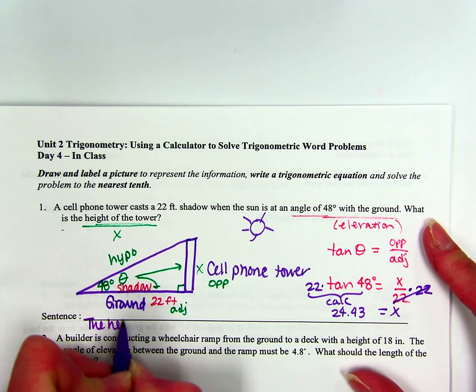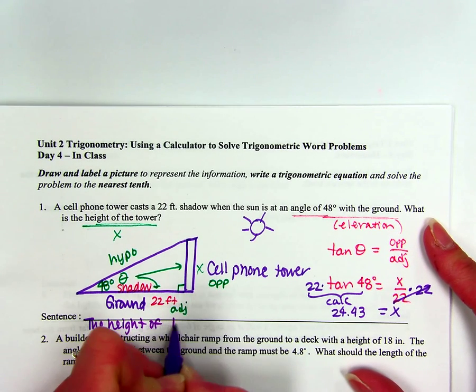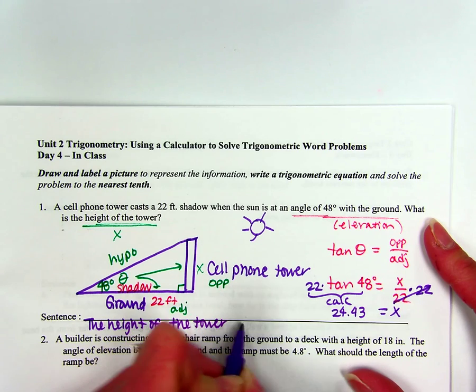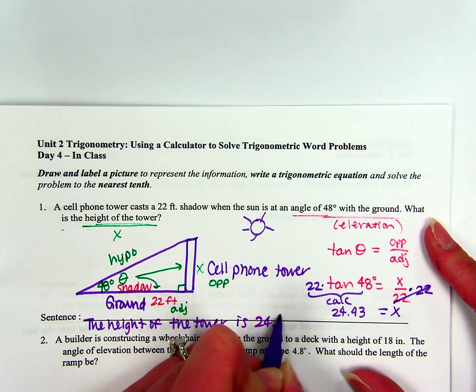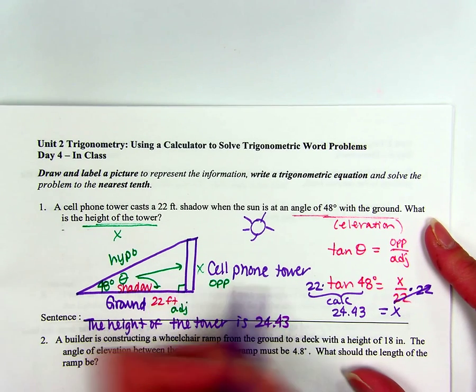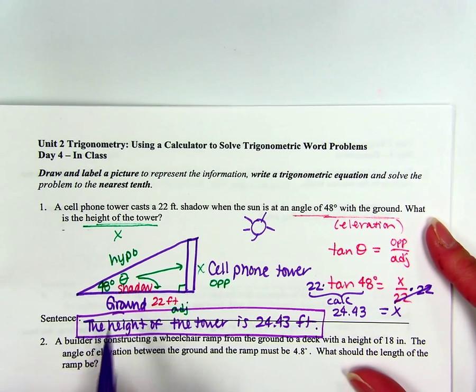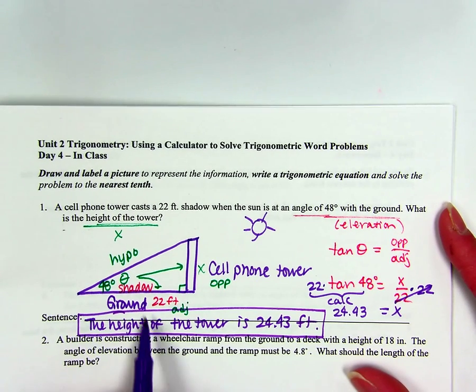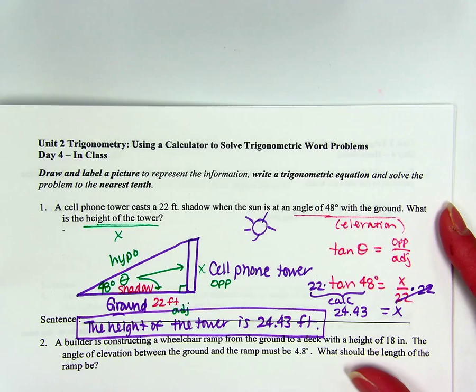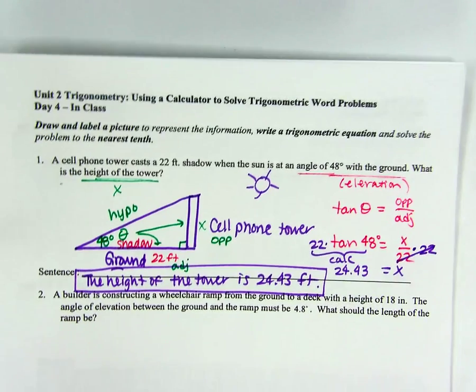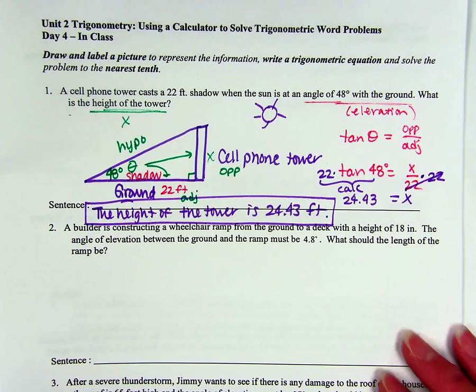The height of the tower is 24.43, and since these were measured in feet, then I think that my cell phone tower should also be measured in feet. So if your shadow is in feet, then your cell phone tower is in feet. All right, we're going to do 2 more problems like this, following the same procedure.